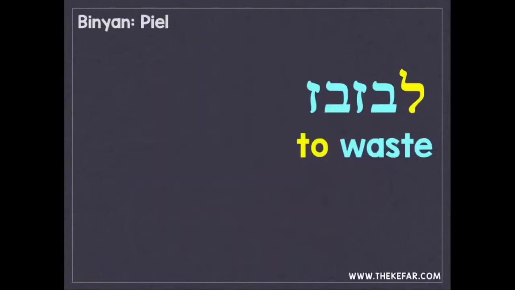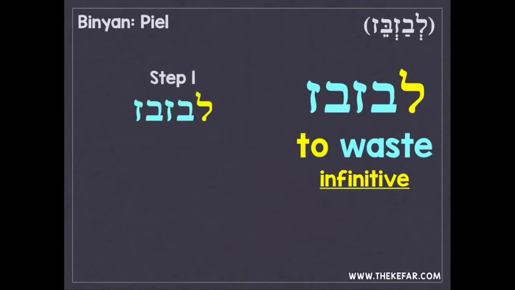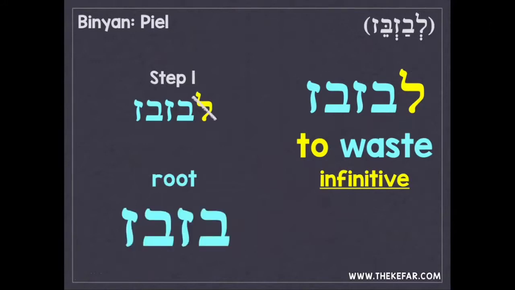And we're going to use the verb levazbez, which means to waste, to illustrate this pattern. Okay, so levazbez is the infinitive, like we don't want to waste water or to waste money, etc. And you're going to find the stem in the same way that you have found it throughout almost all of the PL categories, which is to just get rid of that initial lamed, and you are left with the 4 letters of your root, bizbez.